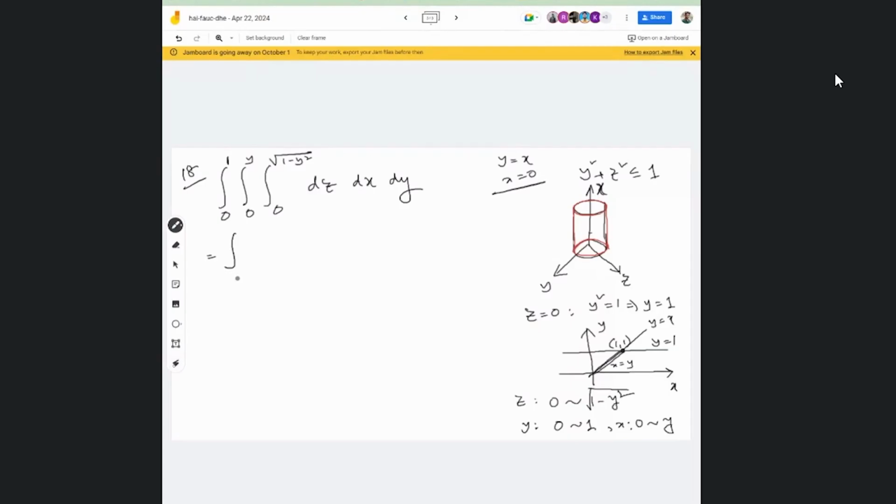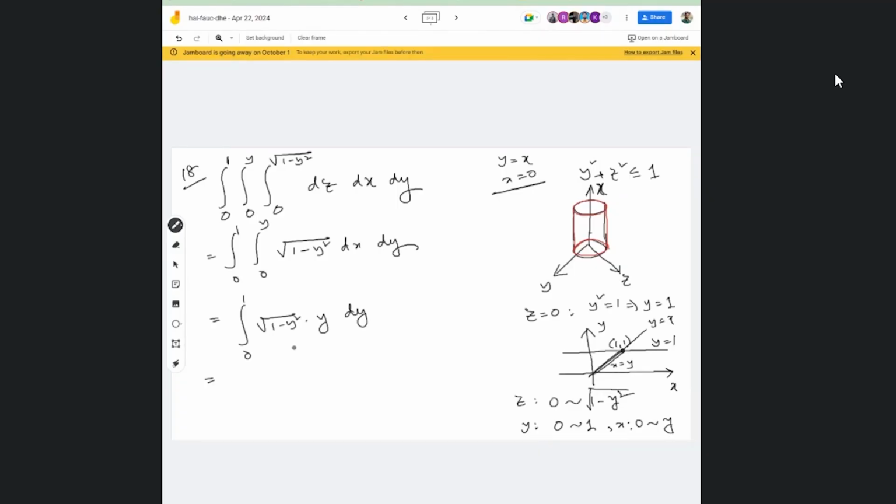So if we complete this, x from 0 to y, this is the integral from 0 to 1 of square root of 1 minus y squared dx dy. With respect to x, this is constant, square root of 1 minus y squared. X integration gives x, y goes in here, dy. So you know how to complete this integration. So now please, everyone, complete this here.